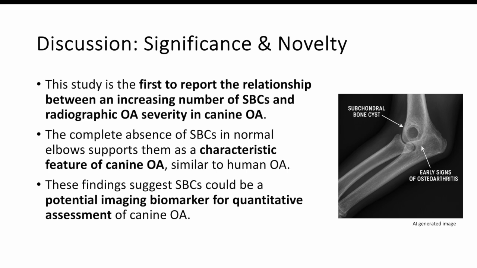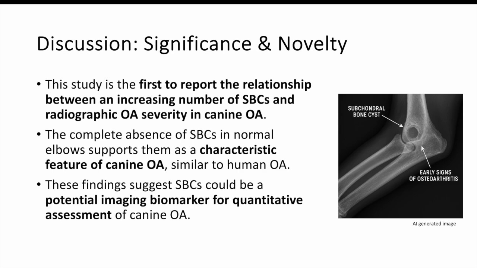These findings are quite significant, as this study marks the first time the relationship between an increasing number of subchondral bone cysts and radiographic osteoarthritis severity has been reported in canine osteoarthritis. The complete absence of these cysts in normal elbows further supports that they are a characteristic feature of canine osteoarthritis, just as they are in human osteoarthritis.